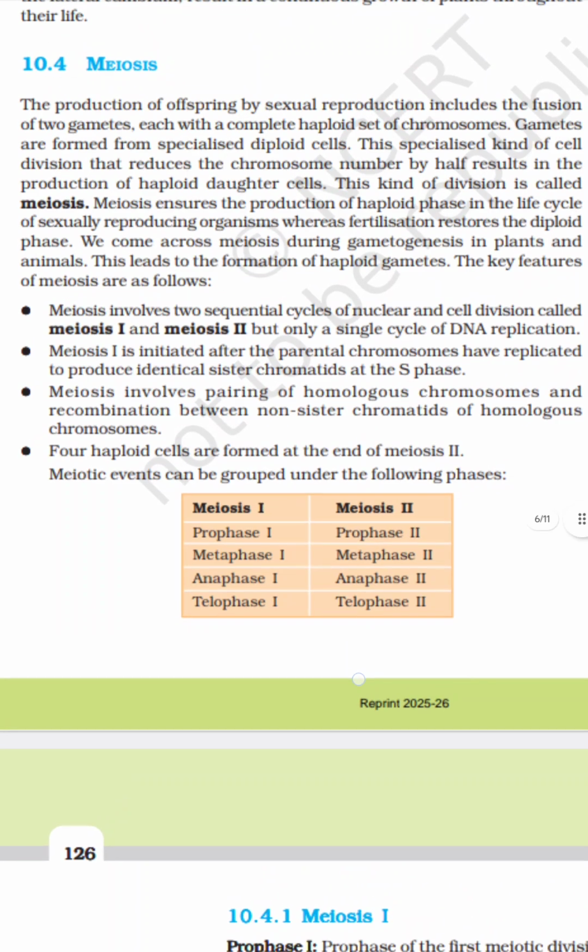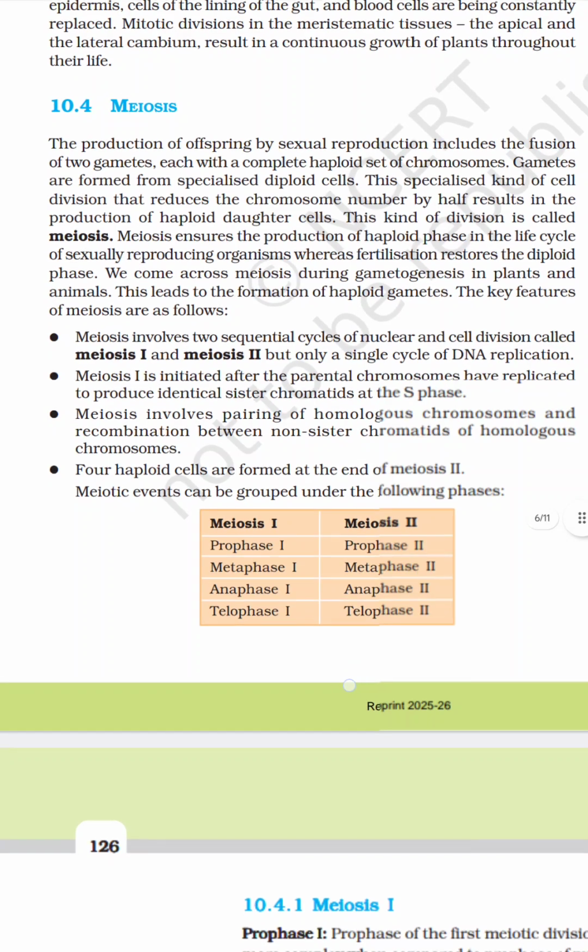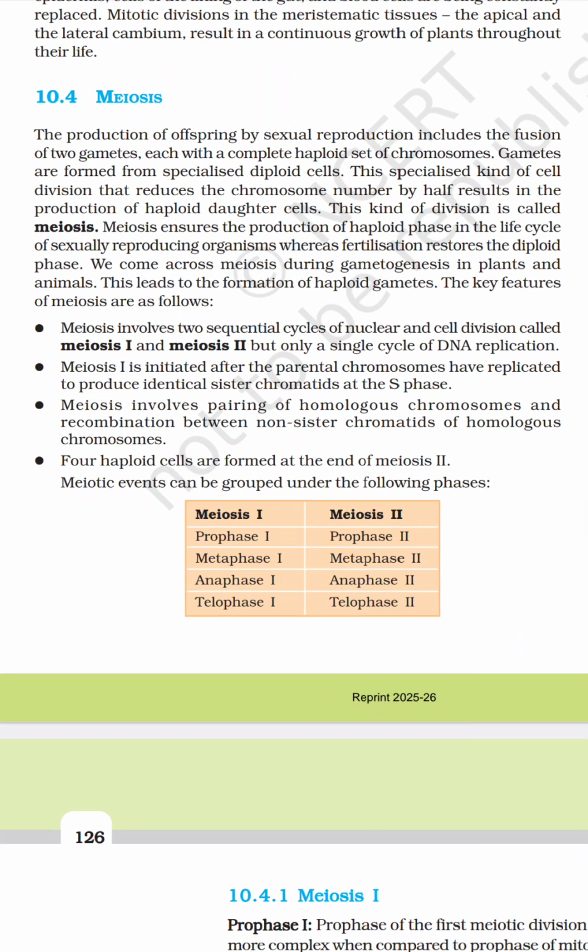Meiosis ensures the production of the haploid phase in the life cycle of sexually reproducing organisms, where fertilization takes place. It involves two sequential cycles of nuclear and cell division called meiosis 1 and meiosis 2, but only a single cycle of DNA replication.